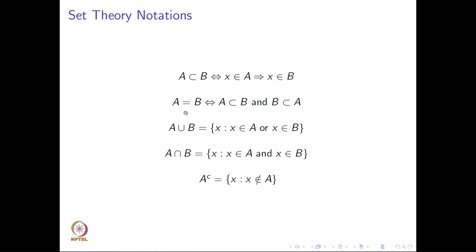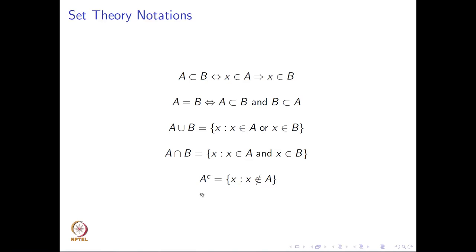Two sets A and B are said to be equal if both A subset of B and B subset of A holds. The union of two sets A and B gives rise to a new set which contains elements of both A and B. Similarly, the intersection of two sets gives rise to a new set which contains only those elements which are common to both A and B.